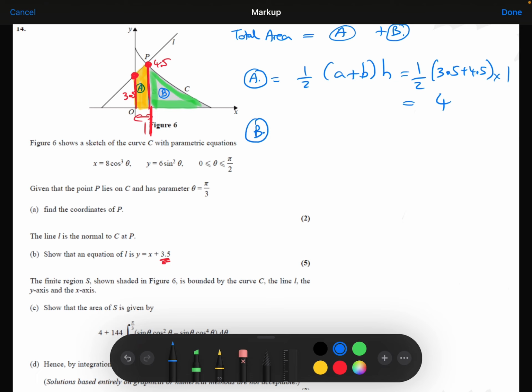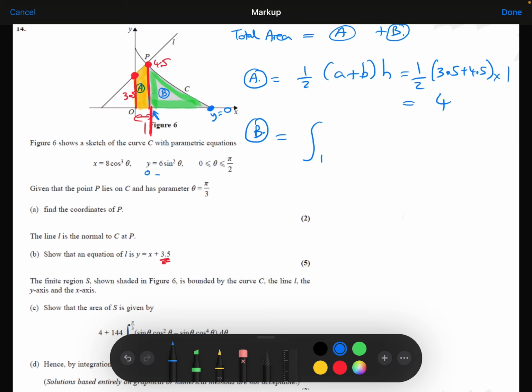Next, for B, it's going to be slightly trickier. We need to integrate here. And we need to be integrating between our lower limit of x, which is 1, and our upper limit of x, which is this. We're not quite sure what that's going to be yet. So we're going to have to figure that out. The one thing we know at this point here is we know that y is equal to 0 at this point.